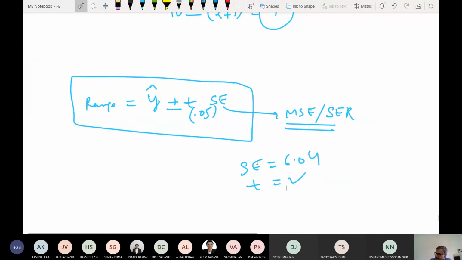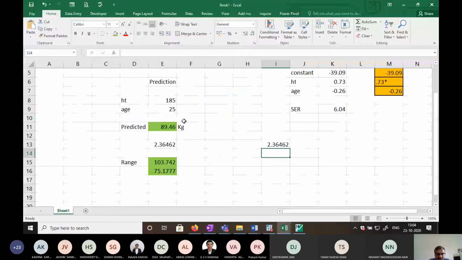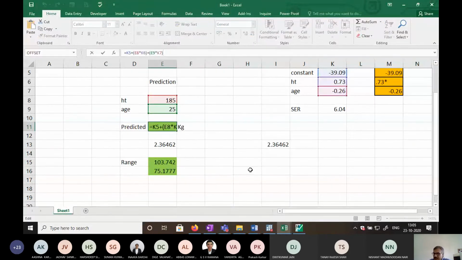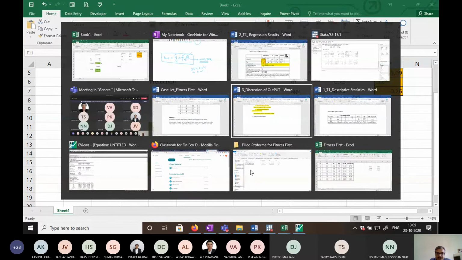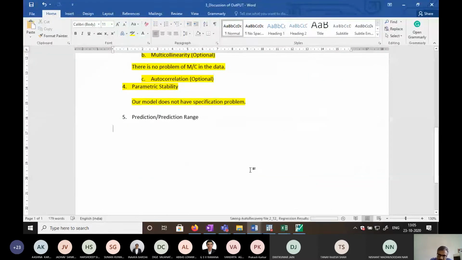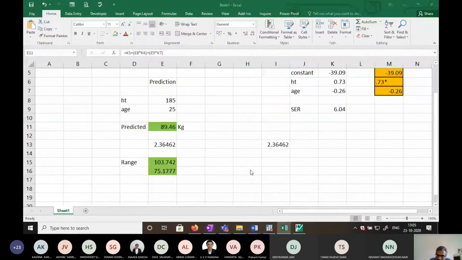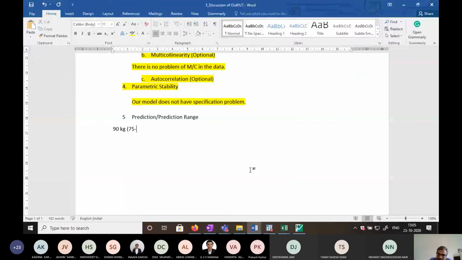The t value I have got. SE, as I have told you, is the standard error of the regression, and this is the point estimated value. I have used the regression model to calculate a point estimate. So this is the way by which the range can be estimated. We can say close to 90 kg, or you can give 75 to 4 kg as the predicted range.